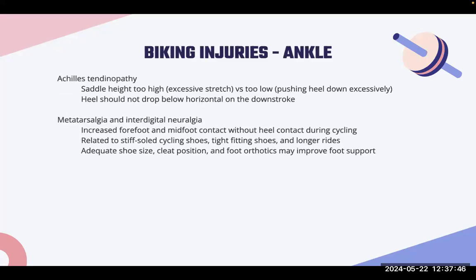Injuries to the ankle, Achilles tendinopathy. This can happen if your saddle height is either too high or too low. Because if it's too high, you're excessively stretching it like we talked about. But if it's too low, you're going to push your heel down excessively and put a lot more force through that Achilles tendon. And one way to prevent this is the heel should not drop below horizontal on the downstroke.